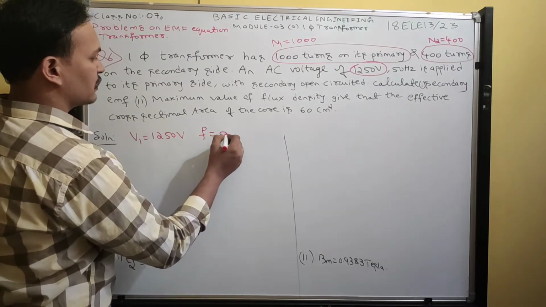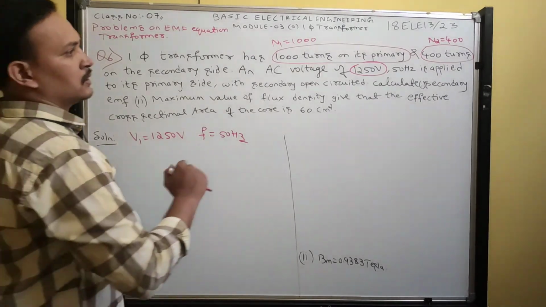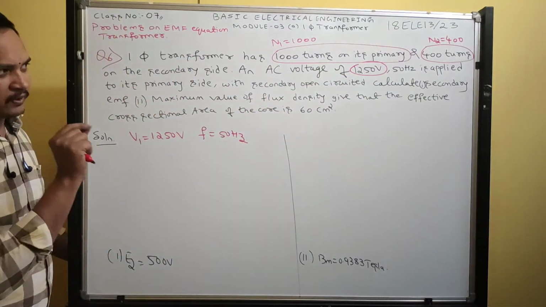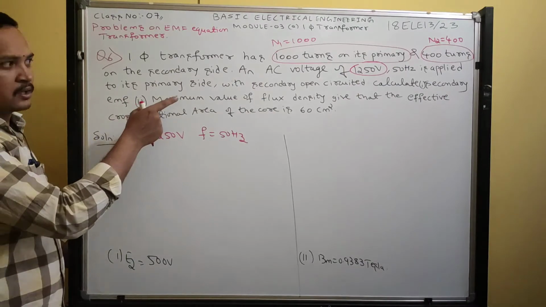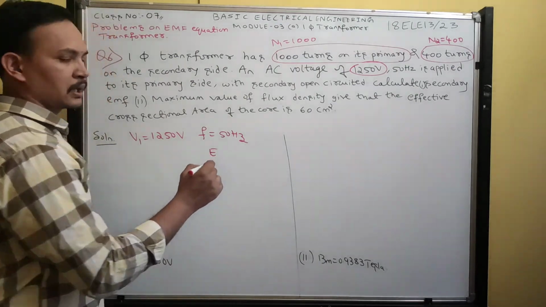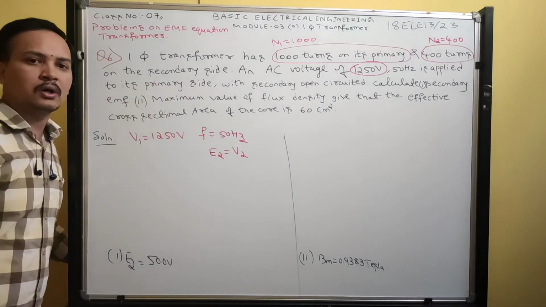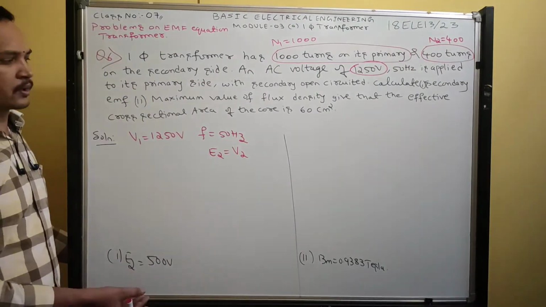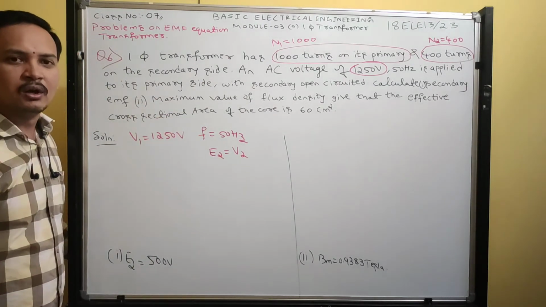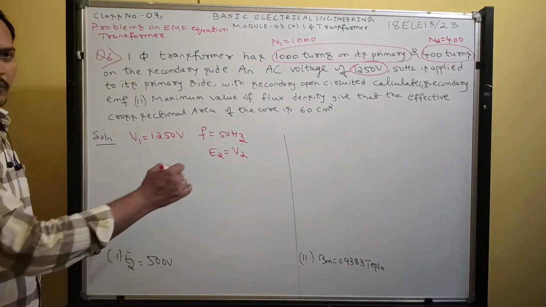And what is the frequency given? 50 hertz. So with this data, they asked, see, this is a very important sentence. An AC voltage of 1250 volt, 50 Hz is applied to the primary side with secondary open circuited. See, whether secondary is open circuited or connected, you need not worry about that. You just take E2 is equal to V2. When secondary is open circuited, whatever the induced voltage in the secondary, the same voltage is available at the secondary load side. That is, secondary load voltage is V2. E2 is equal to V2.